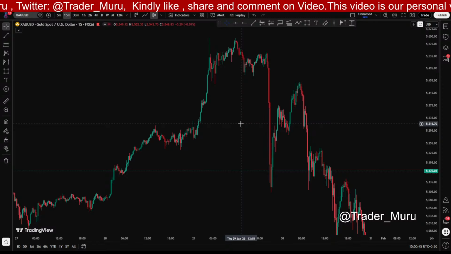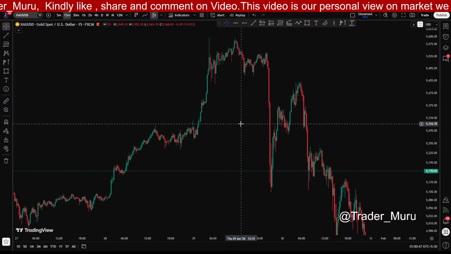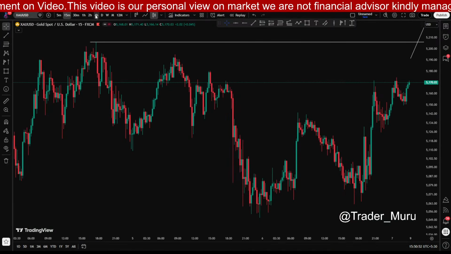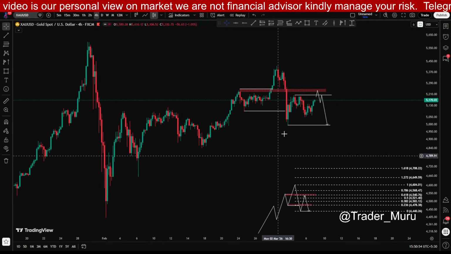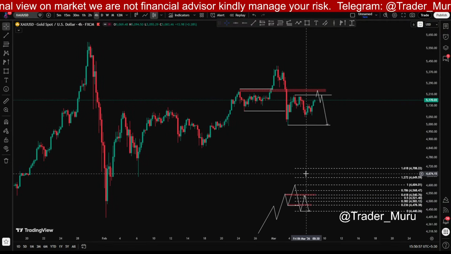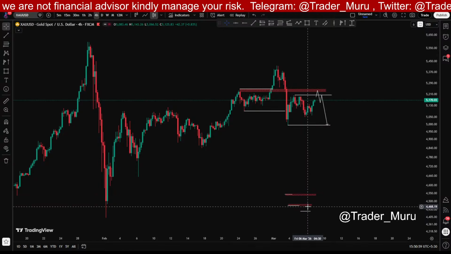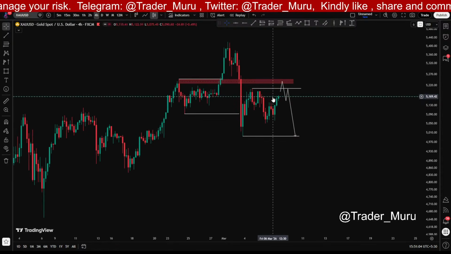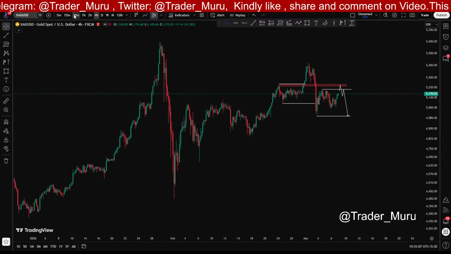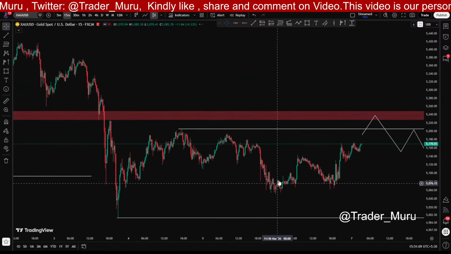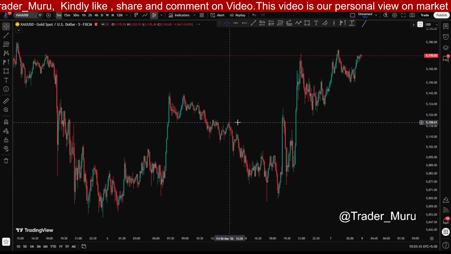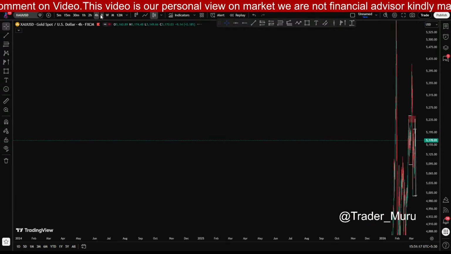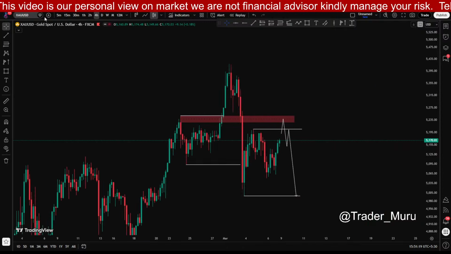Sir, is gold bullish trend? No, gold is not bullish. It is bullish in smaller time frames, but you have to watch the 4-hour and 1-day time frames, which are still bearish. 4-hour is bearish, 1 hour is bullish. Sorry, 1 hour is also bearish, and 15-minute is bullish right now. Only 15-minute, 5-minute, smaller time frames are bullish now, but 4-hour and 1 hour are bearish.